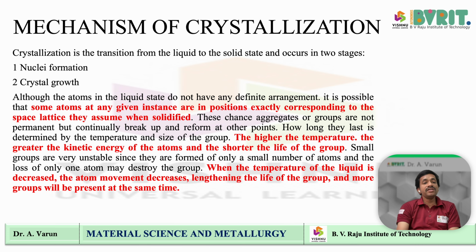Another one is the dependency on the number of atoms from which it has formed. Suppose it is with fewer atoms, even if one atom is removed, then it becomes unstable. So when the number of atoms is more, it becomes more stable. Higher the temperature, greater is the kinetic energy of the atoms and shorter is the life of the group. And when the temperature of the liquid decreases, atom movement decreases, so longer is the life of the group and more group atoms will be present at the same time.